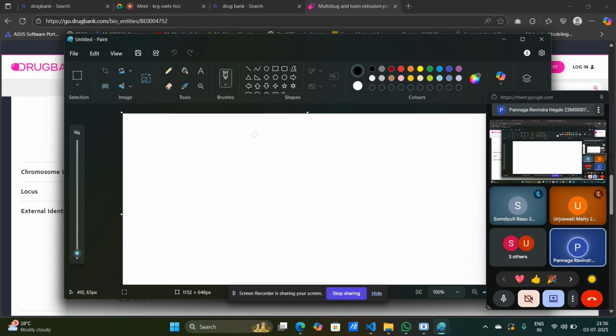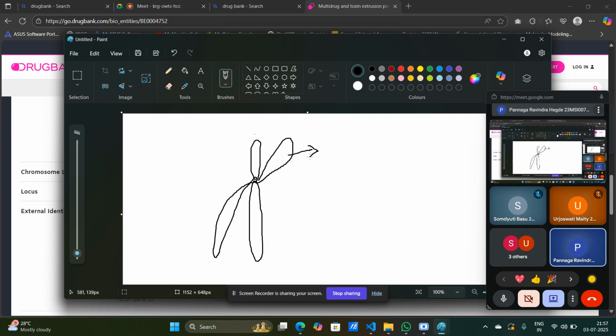Okay, so I'll try to draw a chromosome. If this is a chromosome, you have this upper arm which is shorter. This is called the P arm if I'm not wrong, and then the longer arm is called the Q arm. Are you guys able to understand?